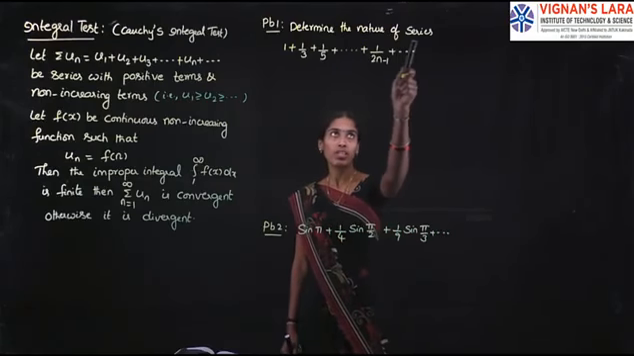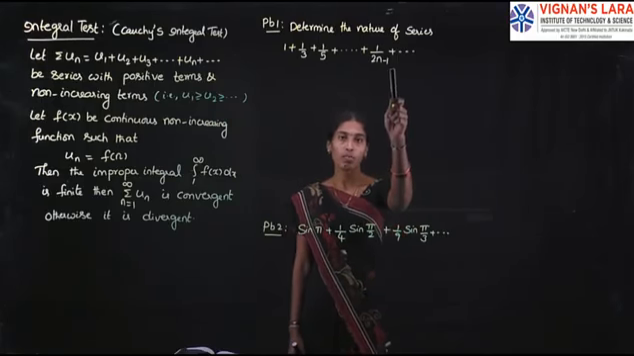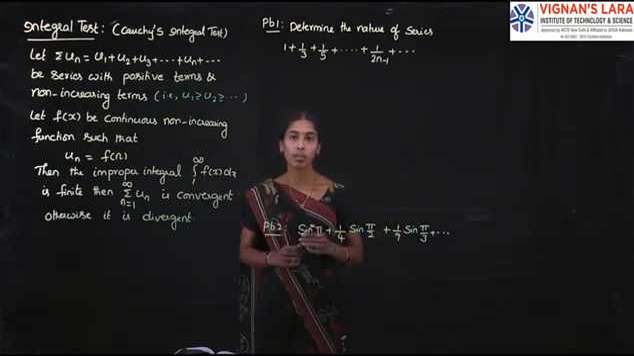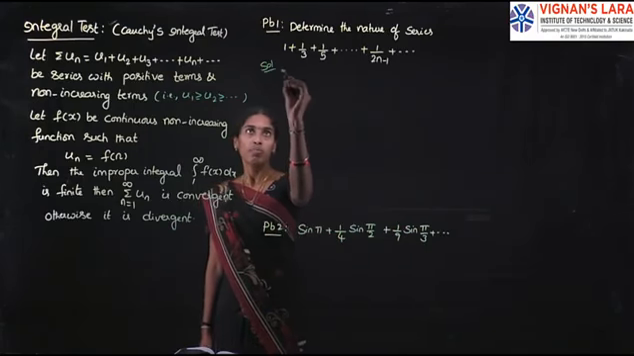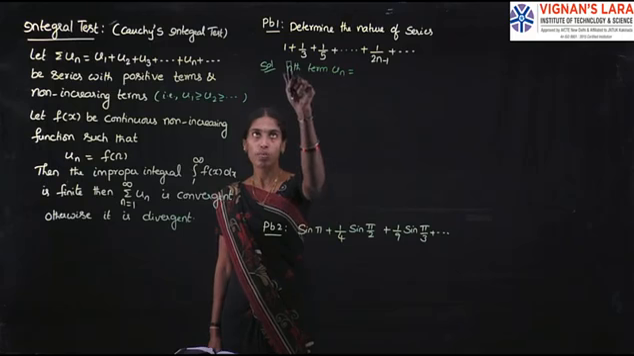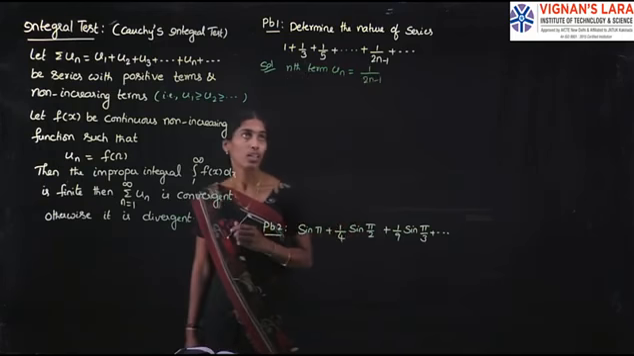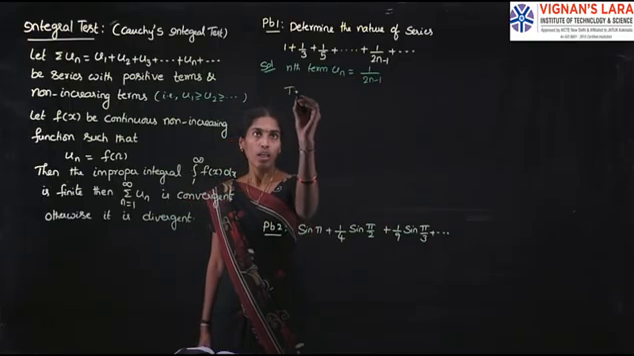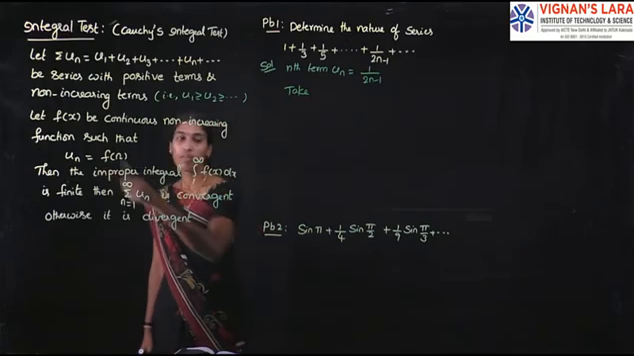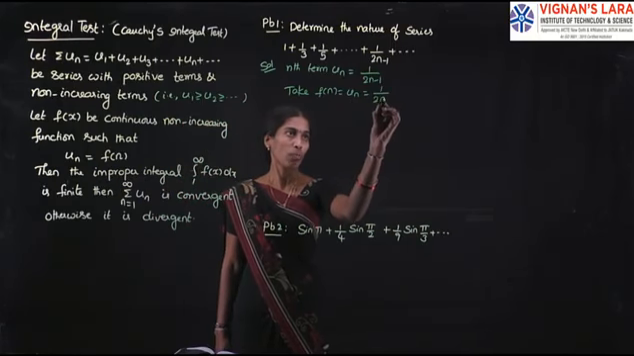The first one: determine the nature of the series 1 plus 1 by 3 plus 1 by 5 and so on plus 1 by 2n minus 1 and so on. Right? You know how to write down the generalized, otherwise nth term of the series. So nth term un is equal to, if you observe, the first term is 1, second term is 1 by 3. So nth term is 1 by 2n minus 1. Now here, how to take f of x means we have to write f of n is equal to un. So take f of n is equal to un is equal to 1 by 2n minus 1.